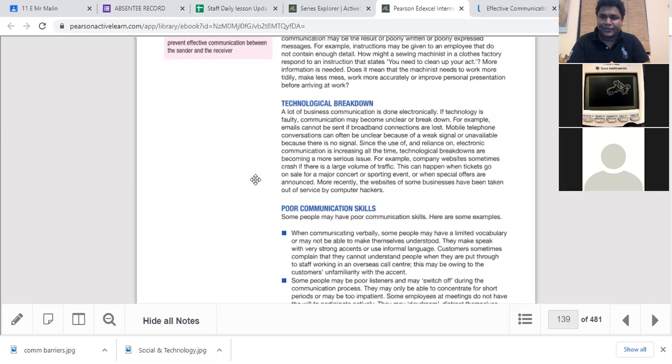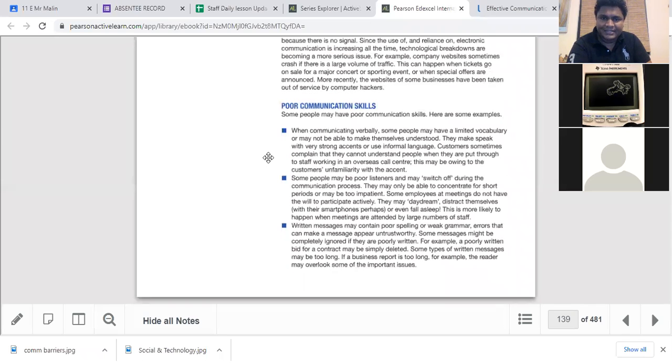These kinds of bugs can happen, it's not a perfect world, right? So these barriers can happen. And the third one we are talking about is attitude. It's a human-related thing. It's the barriers and obstacles coming through the sender and the receiver.